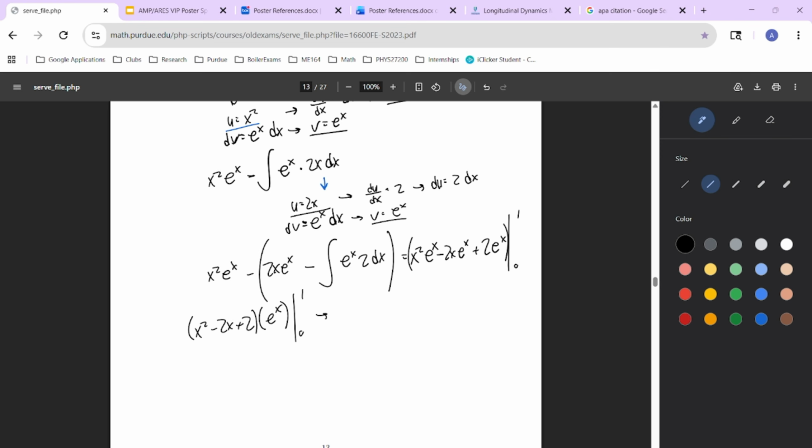So we'll start with the 1. That would be 1 squared minus 2 times 1 plus 2 multiplied by e to the 1. And then subtract that from 0 minus 0 plus 2 times e to the 0.